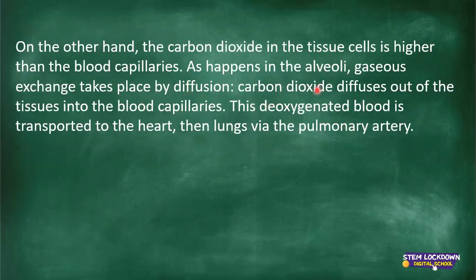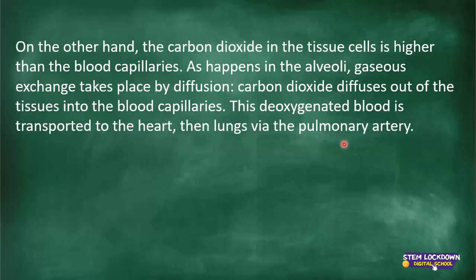Then now this carbon dioxide is diffusing out of the tissues and into the blood capillaries. Then the blood capillaries will be in charge of transporting this carbon dioxide out of the body. This deoxygenated blood is transported to the heart, then the lungs via the pulmonary artery. So we note the differences here.